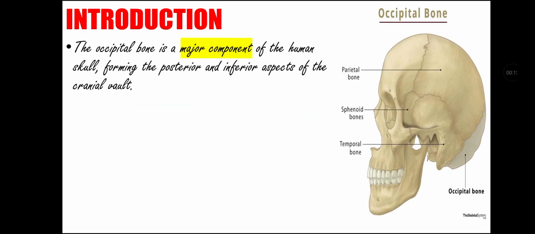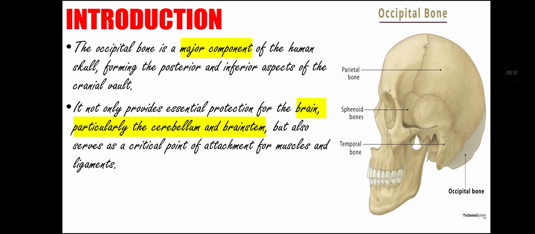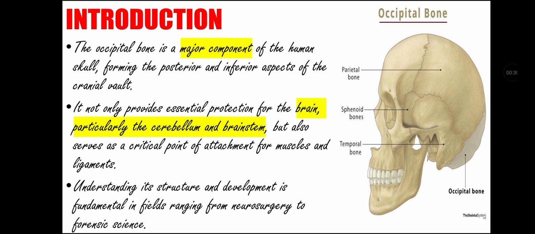Occipital bone is a major component of human skull, forming the posterior and inferior aspect of cranial vault. It not only provides essential protection for brain, particularly the cerebellum and brainstem, but also serves as a critical point of attachment for muscles and ligaments. Understanding its structure and development is fundamental in fields ranging from neurosurgery to forensic science.